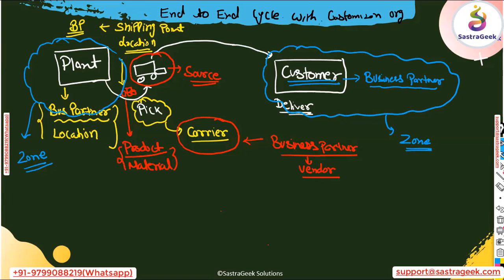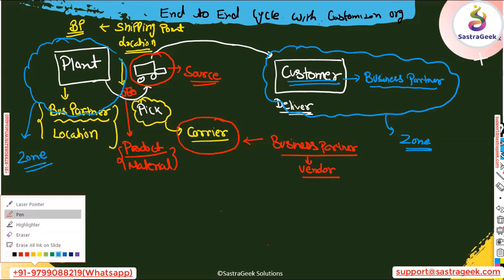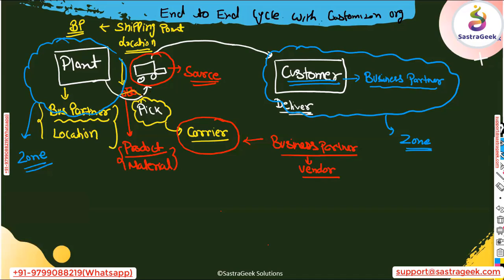Then from your plant to your customer, or from this zone to this zone, this location to this location, you need to create a lane. Lane would be having its own master data: what means of transport would be used, what would be the distance, what kind of carriers can be used. That data would be there in the lane.